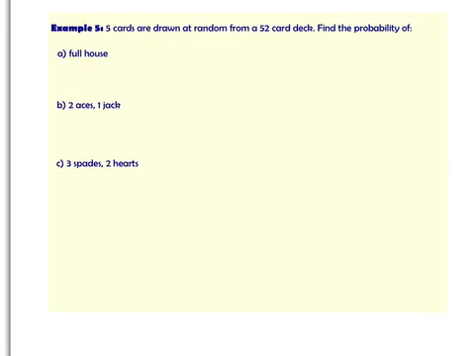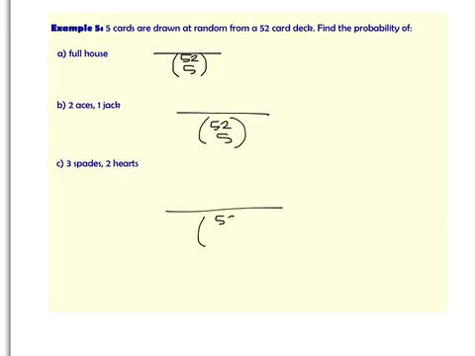Let's do a couple more of these card examples. Let's do a full house. So here we're still drawing 5 cards from a deck of 52. So I'm going to go ahead and rewrite our denominators as being the same. Okay, so to get a full house, remember a full house is 3 of a kind and 2 of a kind of a different kind. So 3 of a kind and then a pair of something else.